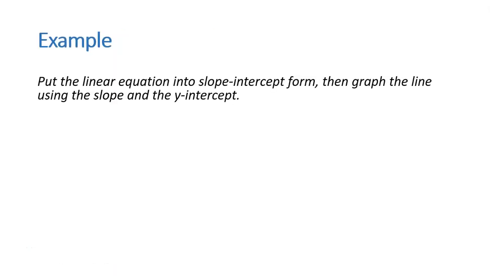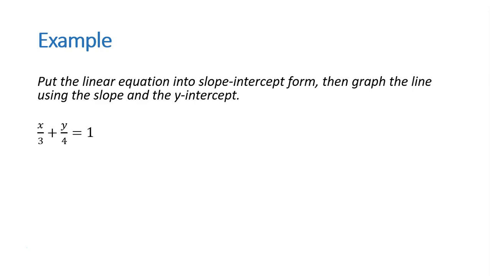Let's try another one. So we've got another equation that we want to put into slope-intercept form, and then we want to graph it using the slope and the y-intercept. So this is a substantially more complicated equation, but again, it is linear because there's an x and a y and they don't have any exponent on them. So even though it looks weird, it's still linear.